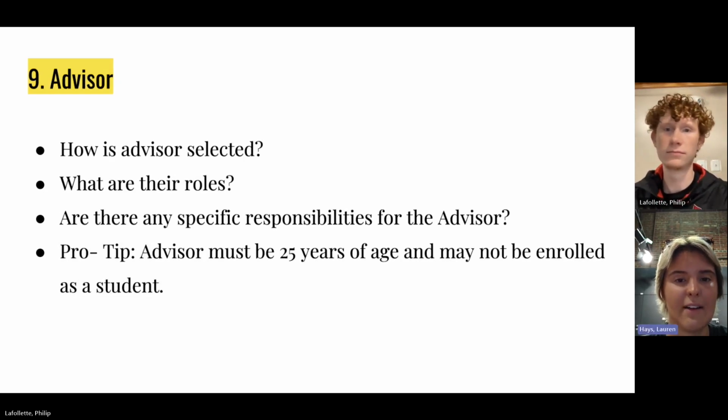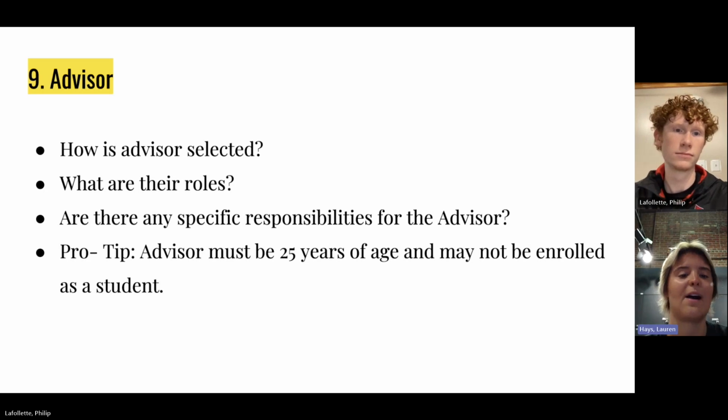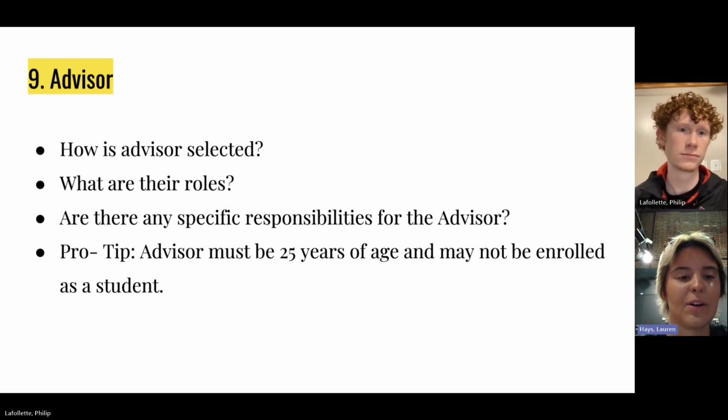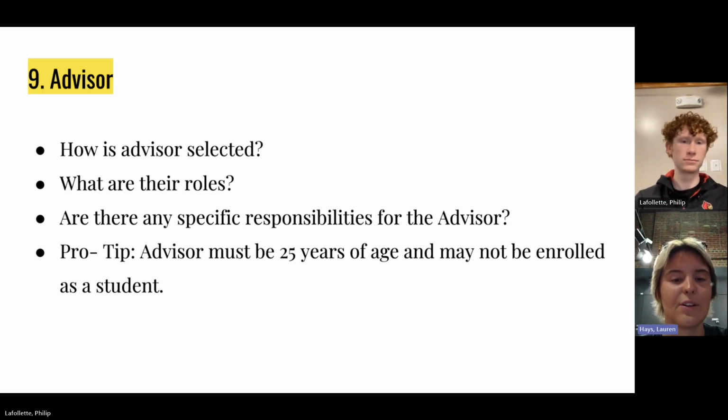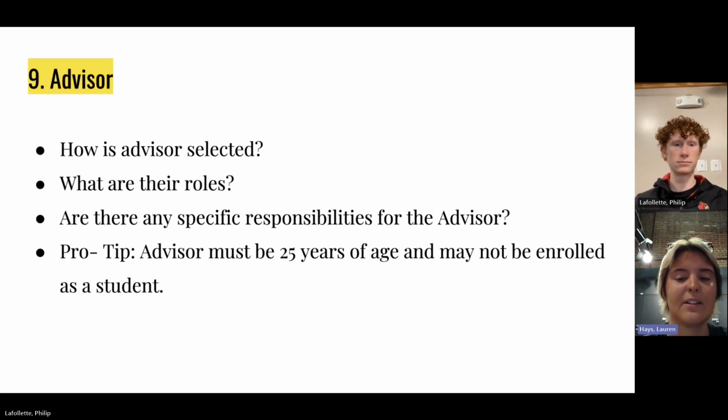Ninth is you will need to have an advisor. So how will you select your advisor? What are the advisor's roles? Are there any specific responsibilities for the advisor? And your advisor must be 25 years old and may not be enrolled as a student.